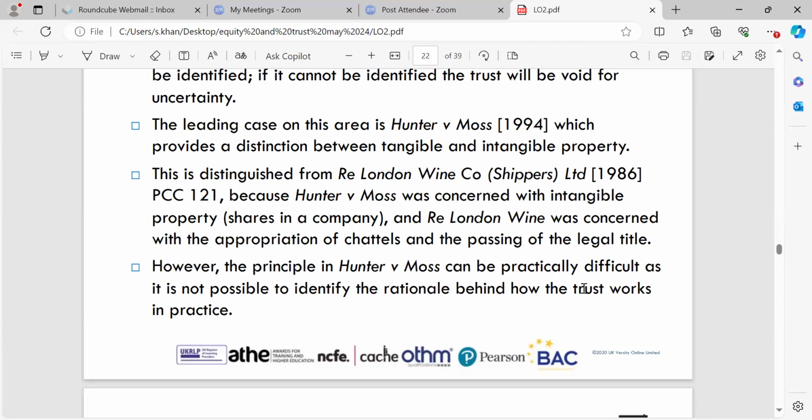So the principle in Hunter v Moss can be practically difficult, as it's not possible to identify the rationale behind how the trust works in practice.